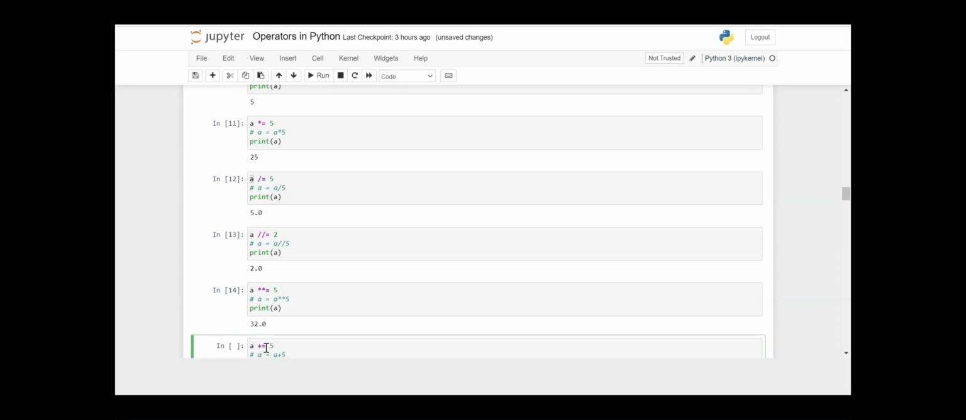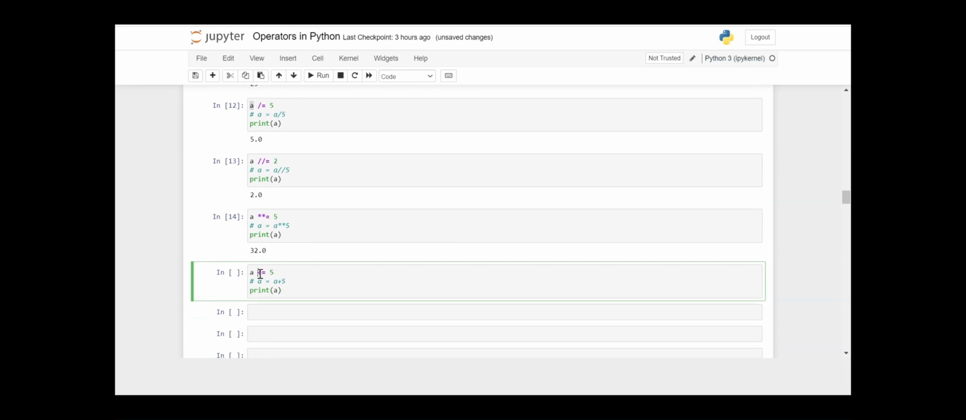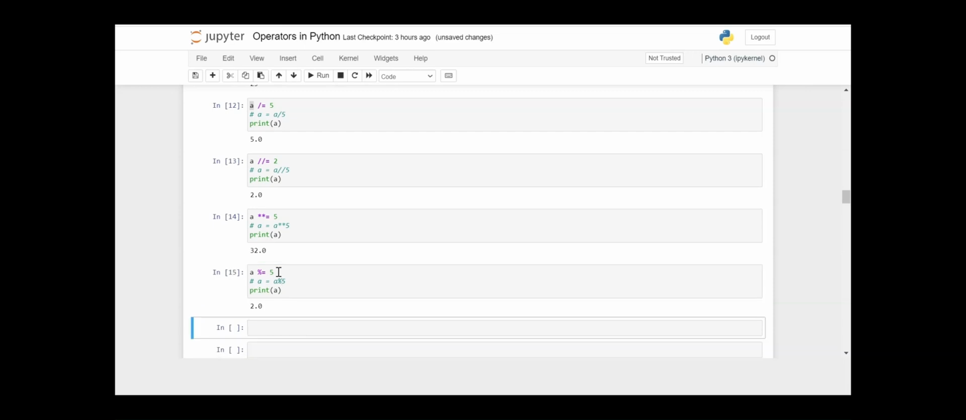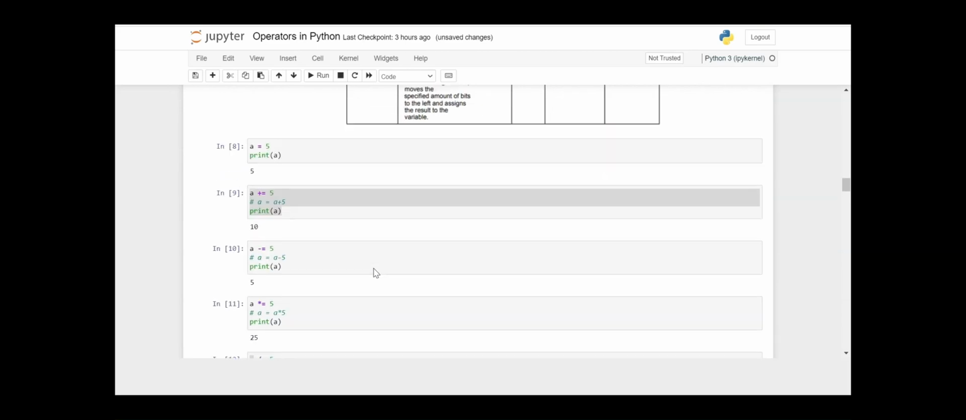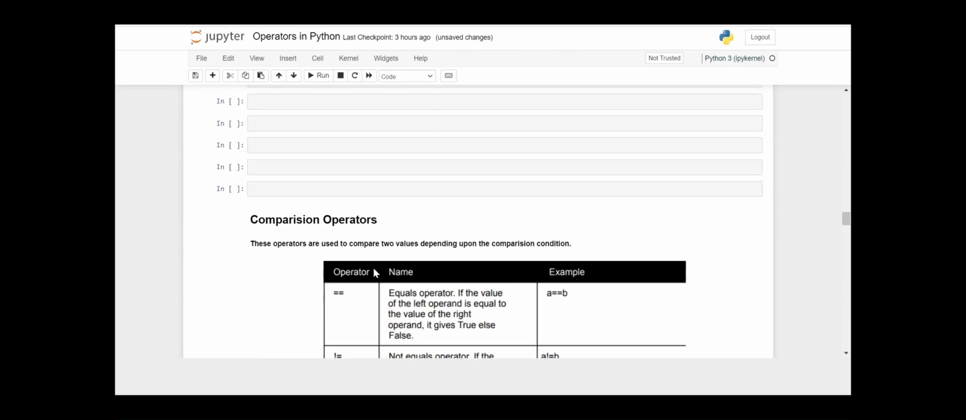Now we'll do modulus. Modulus is divide by, and it is going to give us the remainder. So 32 divided by 5, what's the remainder? 2, because 30 is divisible by 6, so 2. We got it right. To understand the remaining ones, AND, OR, XOR, left shift, right shift, we're going to first do the bitwise operators, then come back and do the assignment with bitwise. Now that we've understood assignment, let's move on to comparison operators.